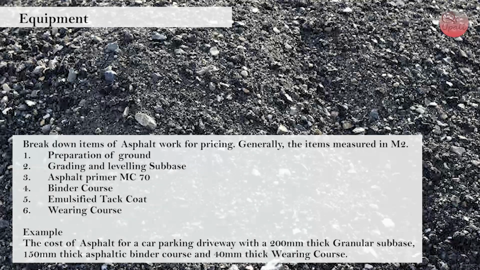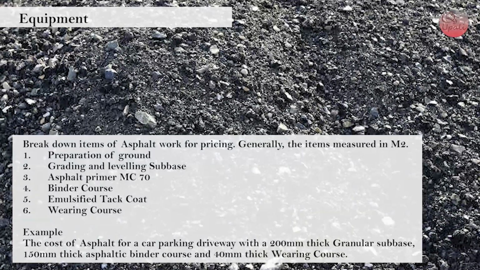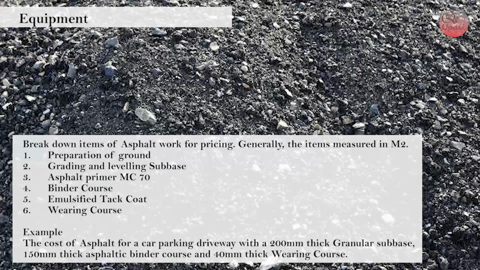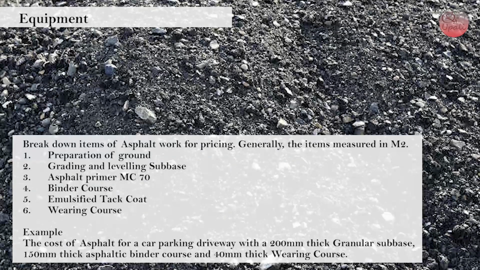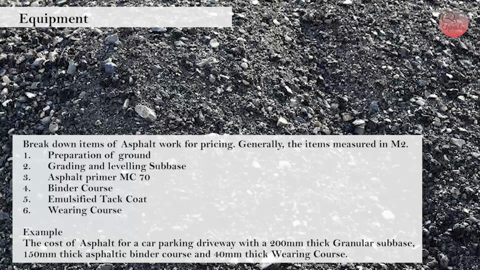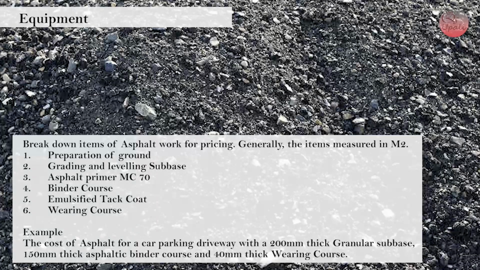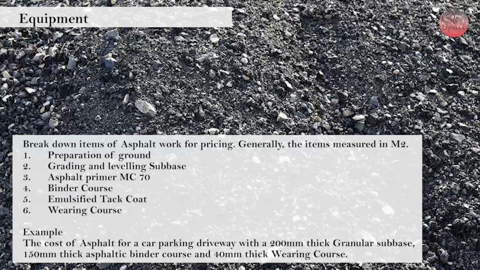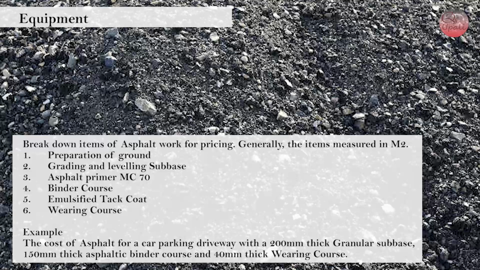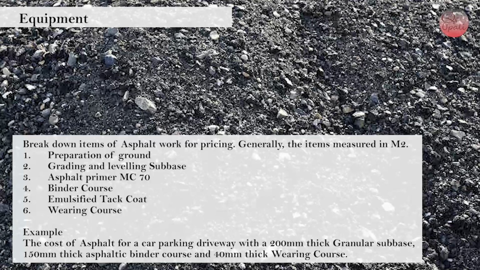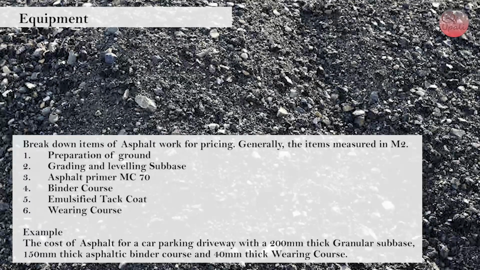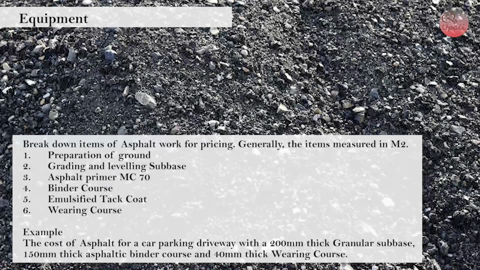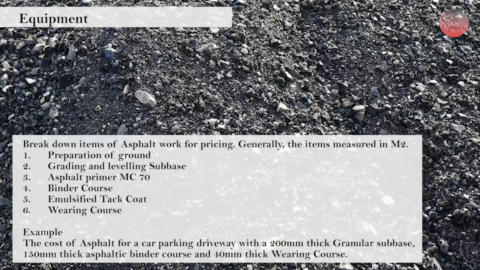Breakdown items of asphalt work for pricing. Generally, the items are measured in square meters. 1. Preparation of ground. 2. Grading and leveling subbase. 3. Asphalt primer MC70. 4. Binder course. 5. Emulsified tack coat. 6. Wearing course.